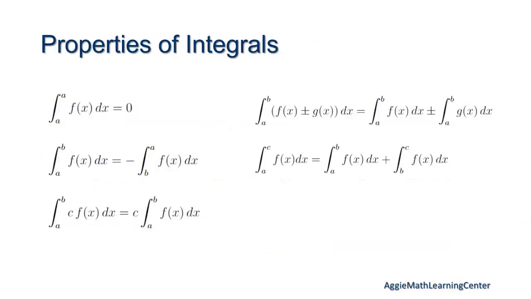These are some properties of definite integrals we talked about. If the a and b bounds are the same, it's 0. We can flip our bounds and it's equated with a negative sign, and then a constant can be pulled out of the integral.